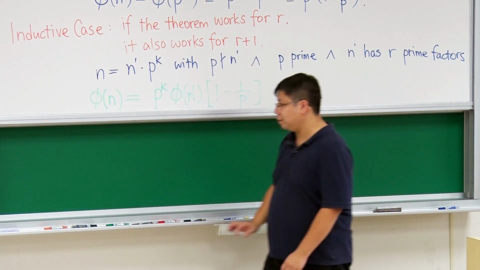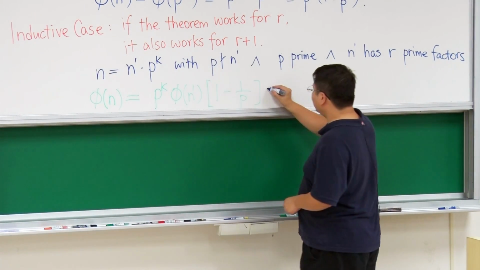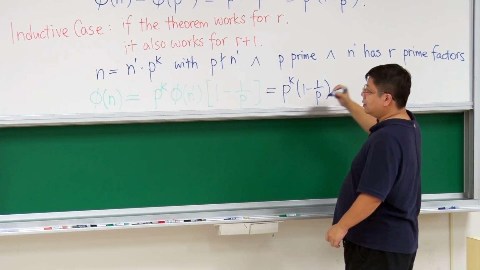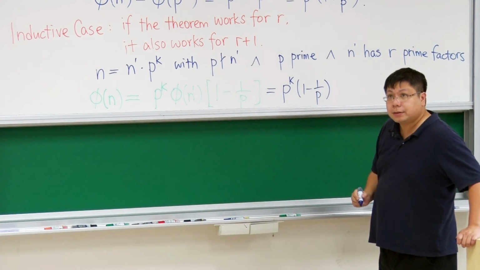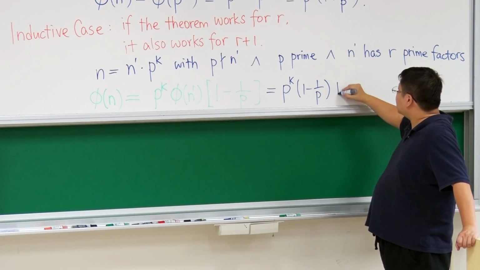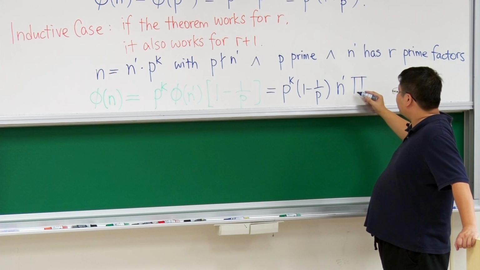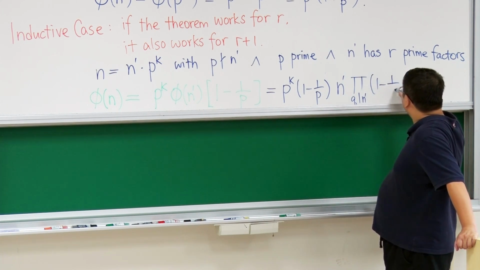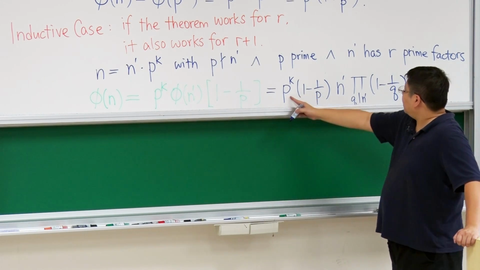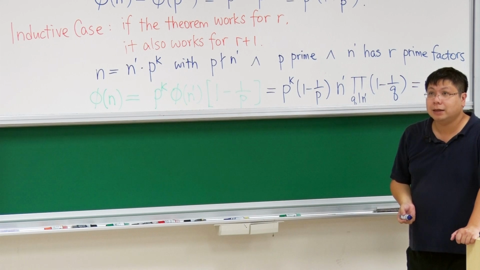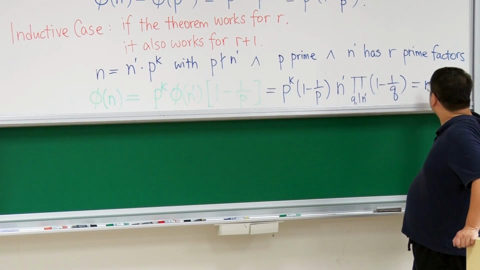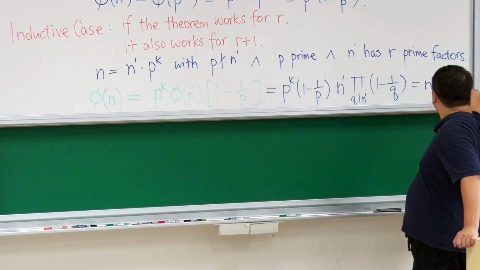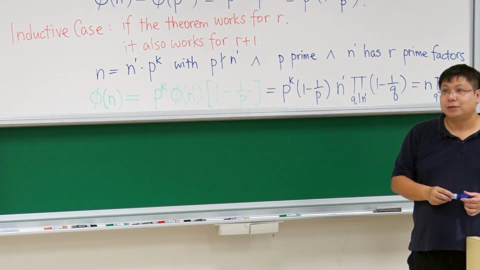If you like, we can write this as p to the power k times (1 minus 1 over p) times phi of n prime. We take it out because this only has R factors rather than R plus 1 factors. The induction hypothesis says that phi of n prime is going to be written as n prime times the product over q, using a different notation, of primes q that divide n prime, of 1 minus 1 over q. Is that okay? Now, p to the power k times n prime gives us n. And 1 minus 1 over p times this one gives us this. We take out all the primes that divide n, 1 minus 1 over q. Is that okay? So we prove the theorem.